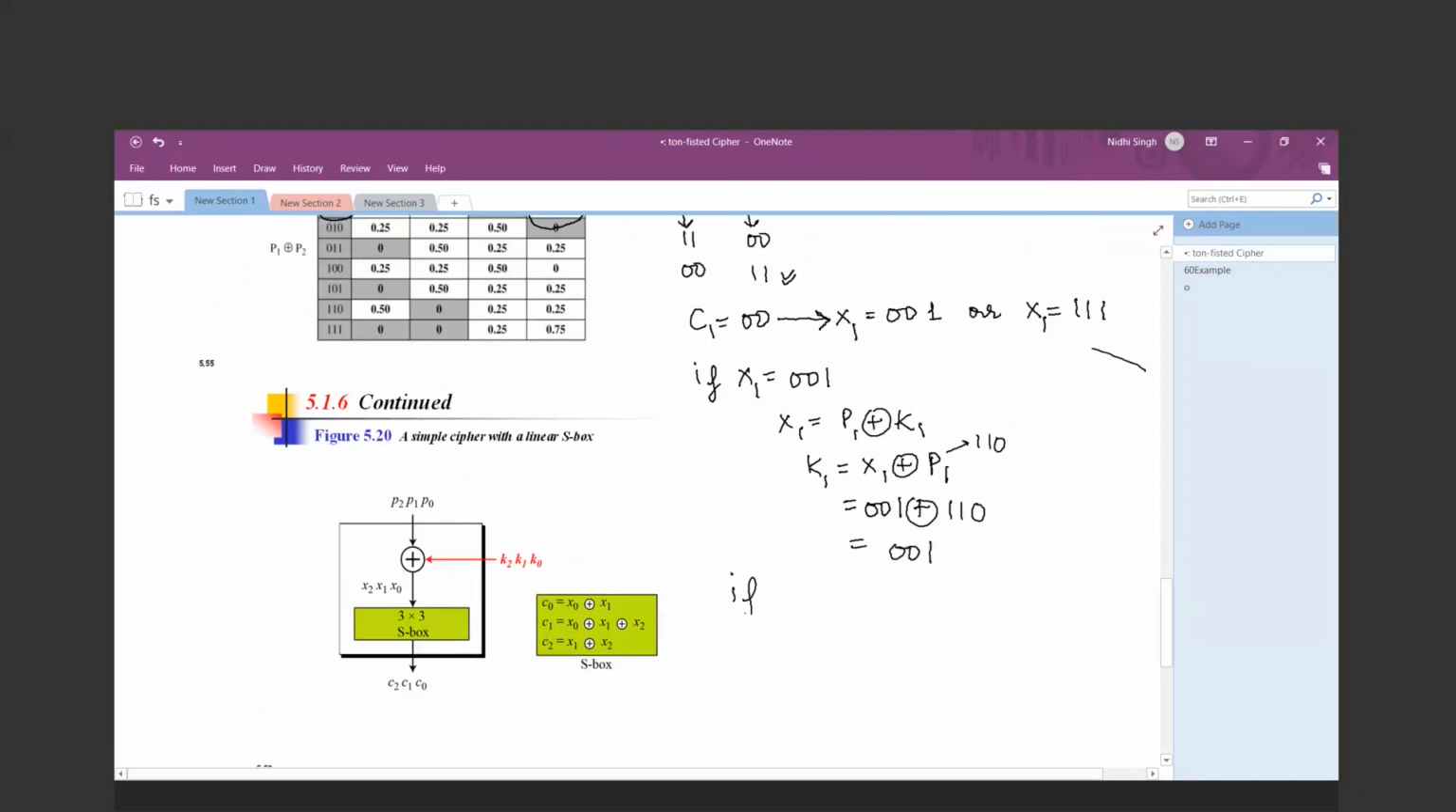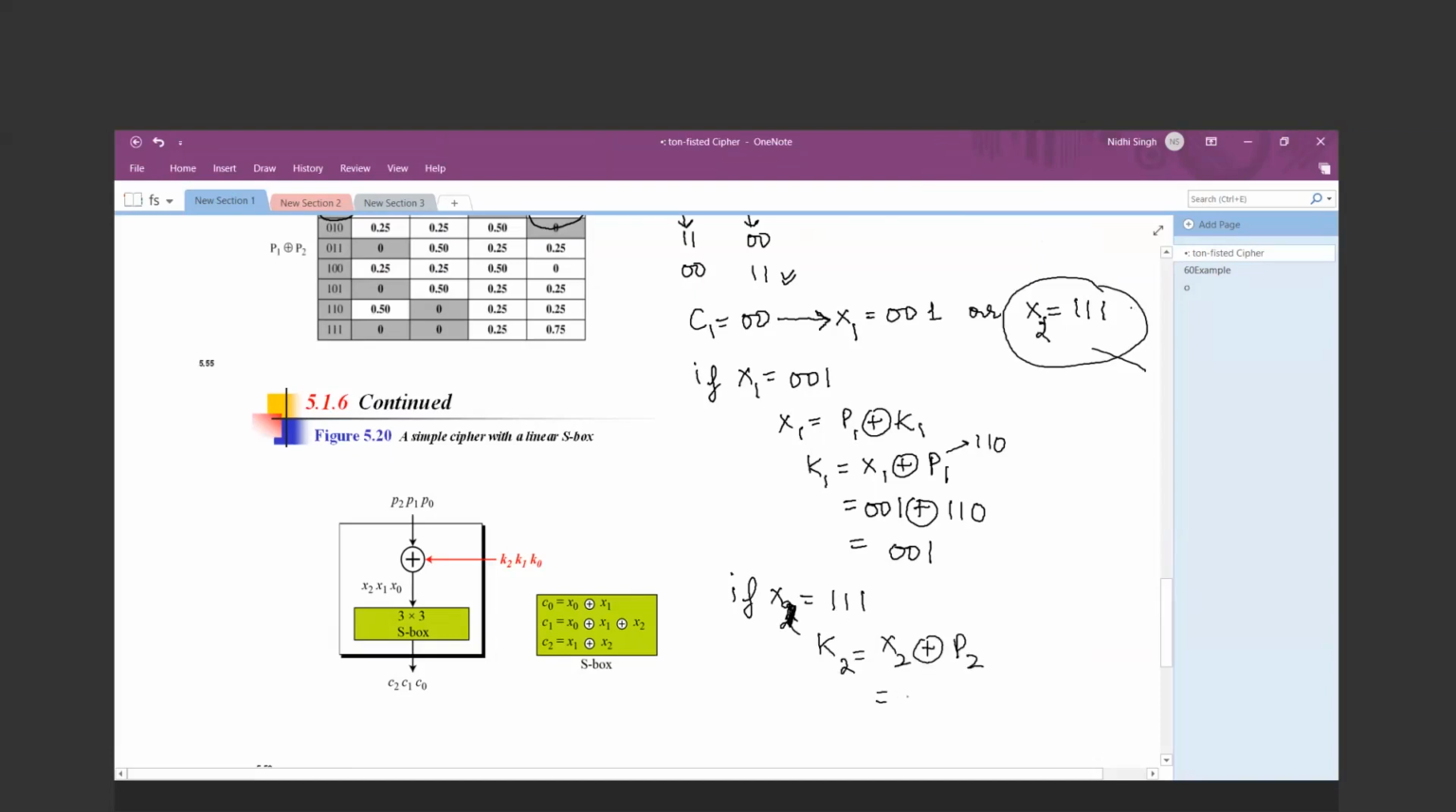Now suppose, for the another case that is x2 equal to 111, या फिर से x1 ले सकते हो, कोई प्रॉब्लम नहीं है. So in the case of 111 ये वाला केस ले रहे हैं, x1 equal to 111, same thing. चलो मैं इसको x2 ही लेती हूँ, ज्यादा बेटर रहेगा. So K2 will be x2 XOR P2.